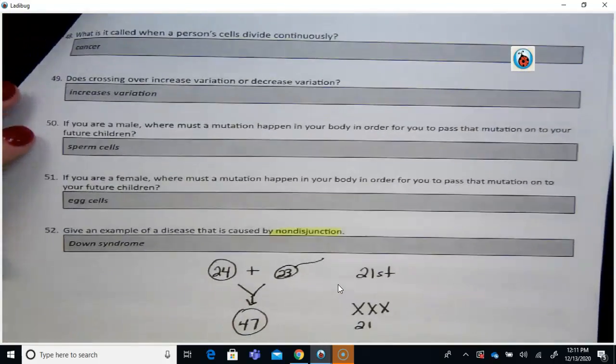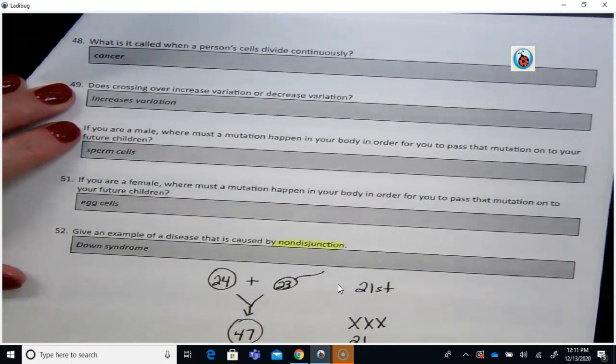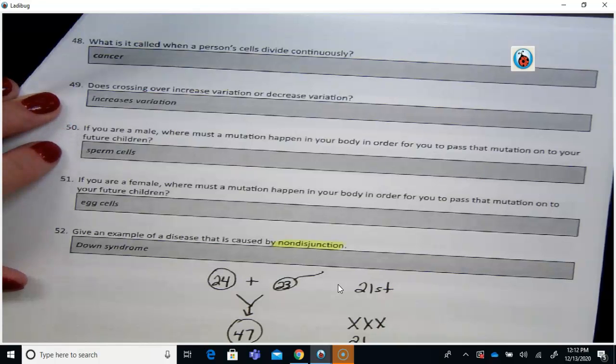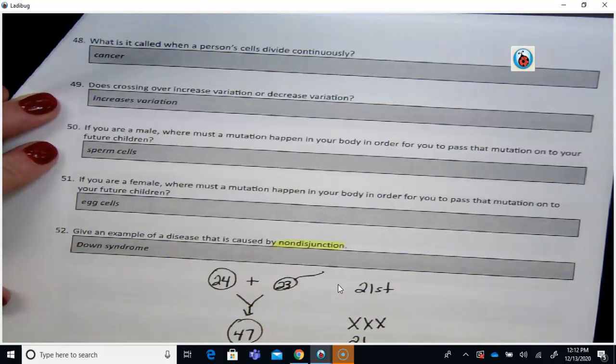Number 48. What is it called when a person's cells divide continuously? So uncontrolled cell division is going to be called cancer. Number 49, does crossing over increase variation or decrease variation? It increases variation.